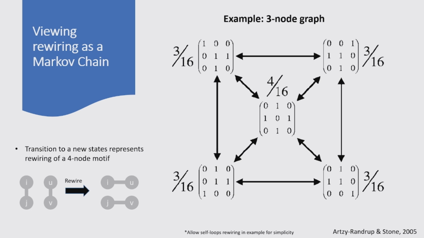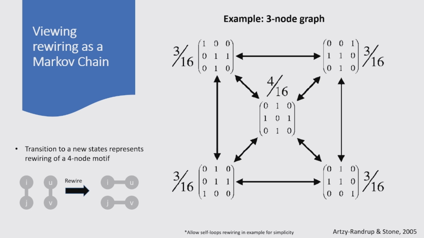And what I've shown on the right there is a simple 3-node graph. And the fractions that I've shown are probabilities. That's the stationary distribution of the Markov chain. And you can see that the central rewiring has a higher probability. And so that means with the classic MS rewiring algorithm, we're more likely to sample that central network than the 4 networks that sit on the periphery.